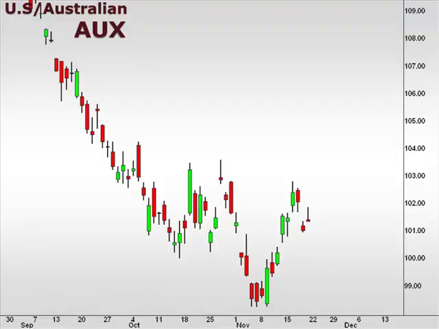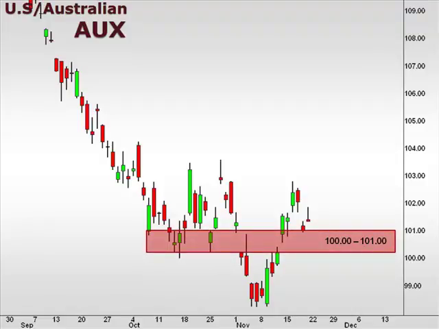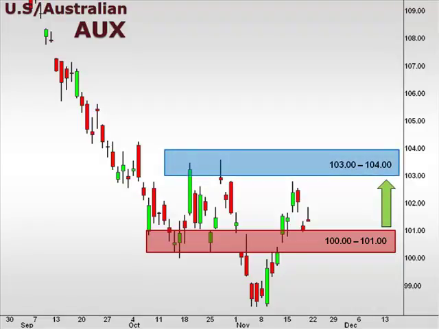Let's take a look at the AUX, the US versus the Australian dollar. Well, the AUX is testing support at 100, 101 focal zone after a push higher early last week. A break above 101.5 is likely to follow through towards 104.